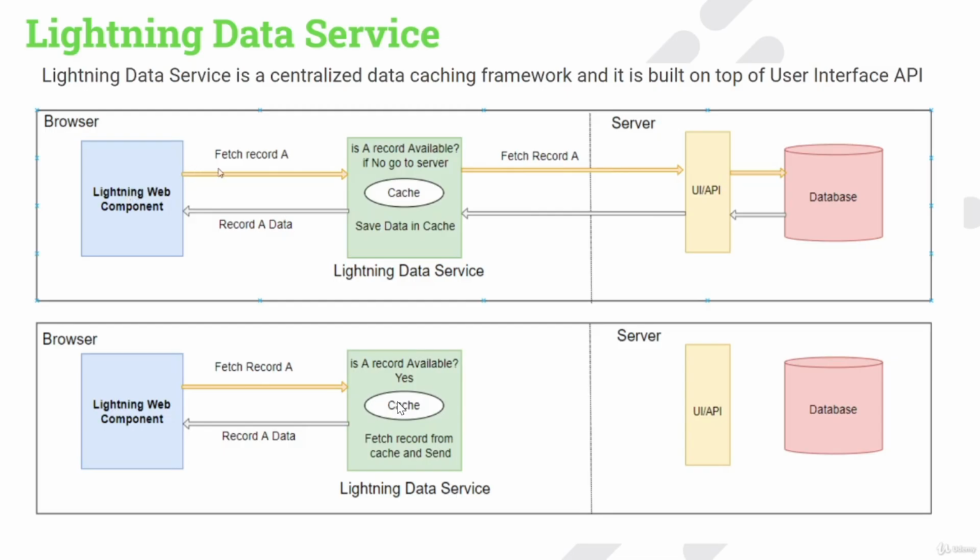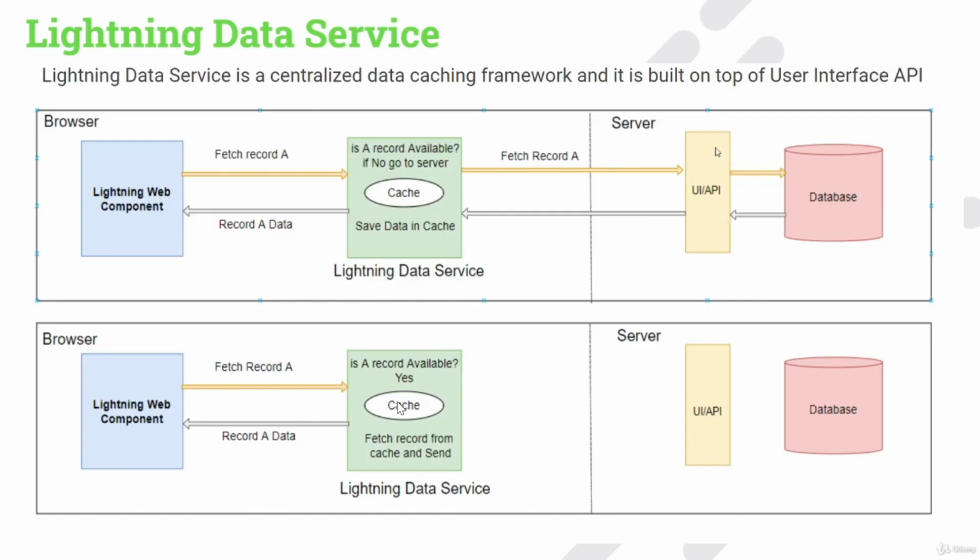Behind the scenes it will go and see in the Lightning Data Service, which is a caching layer, a browser cache somewhere. It will go to the cache and ask, is record A available? If there is no record A available, it will say no, go to the server. Then it will enter the server. In the server, we have the UI API, the User Interface API, and it will send the request to the database. It fetches the data and it comes to the UI API.